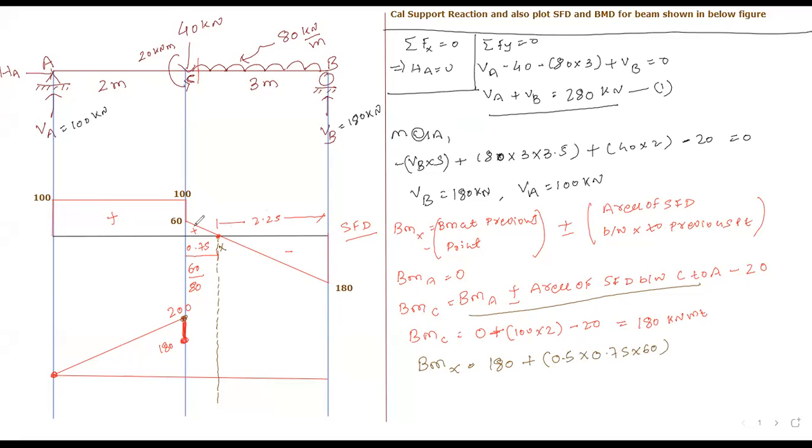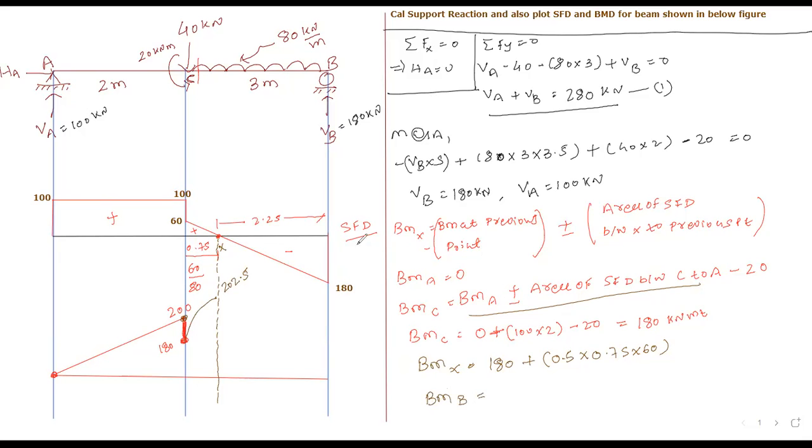Why 60? Because we are considering the latest value. I hope it is clear to all of you. The value will be 202.5. Again, what is the shape? Your shape will be a parabolic curvature due to the UDL. 202.5. Is it clear or not? Please confirm me.